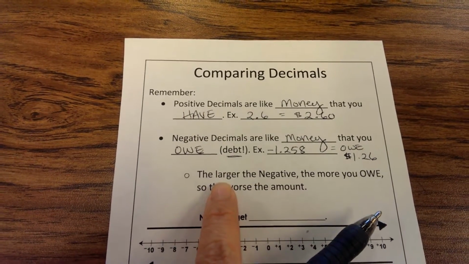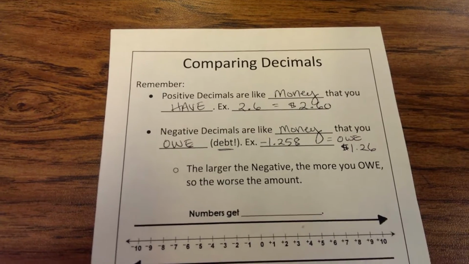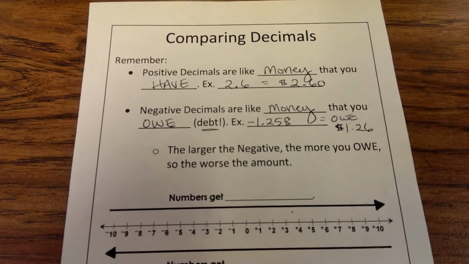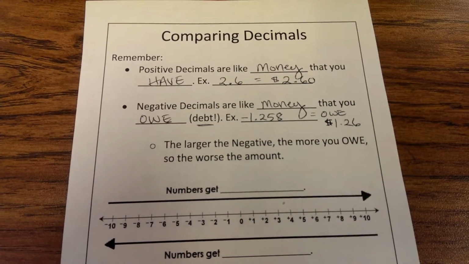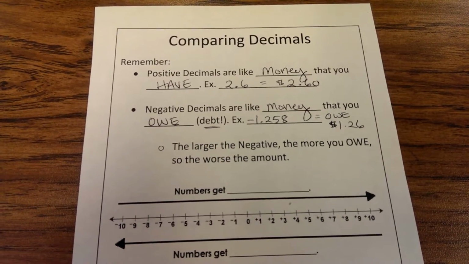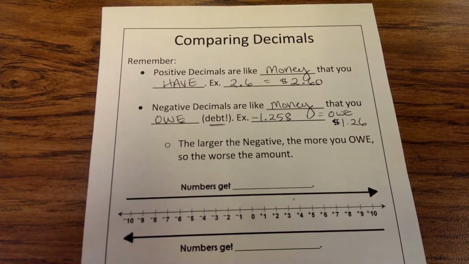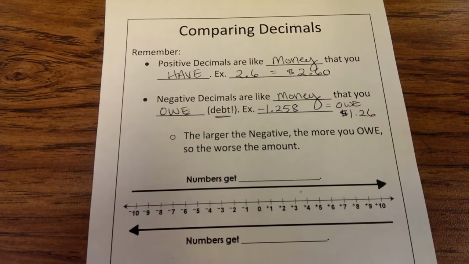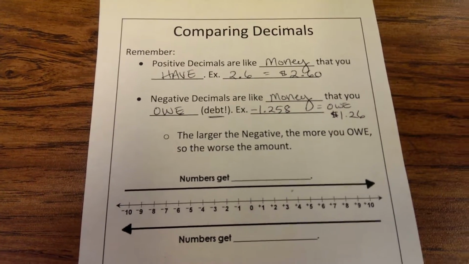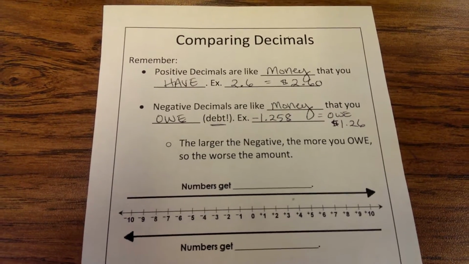Now, what you have to remember with negatives is that the larger the negative, the more you owe, so the worse the amount. So you don't want a large negative. A large negative is a bad thing, okay? Negatives are like money that you owe. It can also be seen as points that you lose, right? So the larger the negative, the more points you're losing. The smaller the negative, the less points. So you want the smaller negative. The smaller the negative, the better, okay? The larger the negative, the worse.